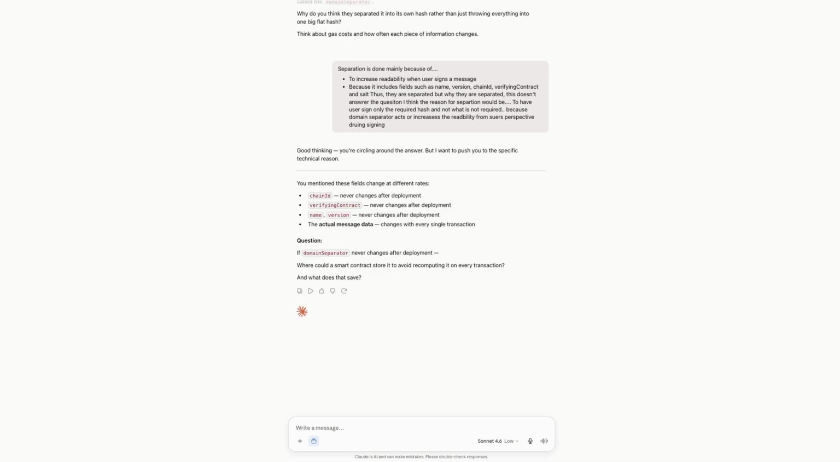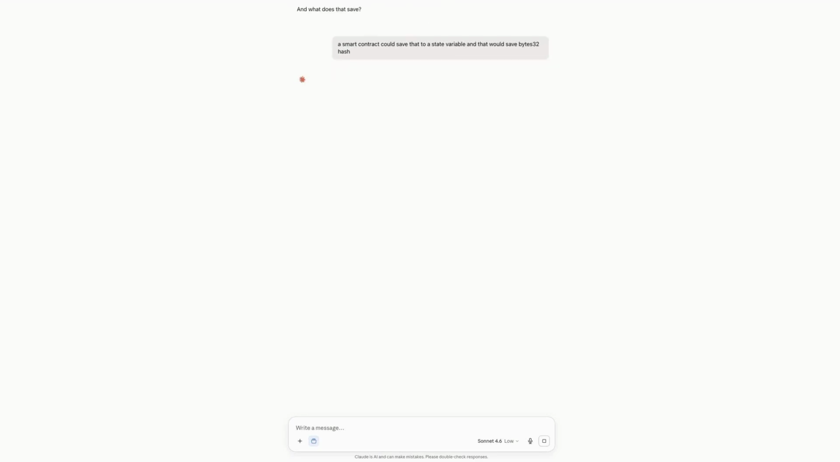If the domain separator never changes after deployment, a smart contract would save that to a state variable, and that will save the bytes32 hash. Okay, store it once in a state variable at deployment, never recompute it again.